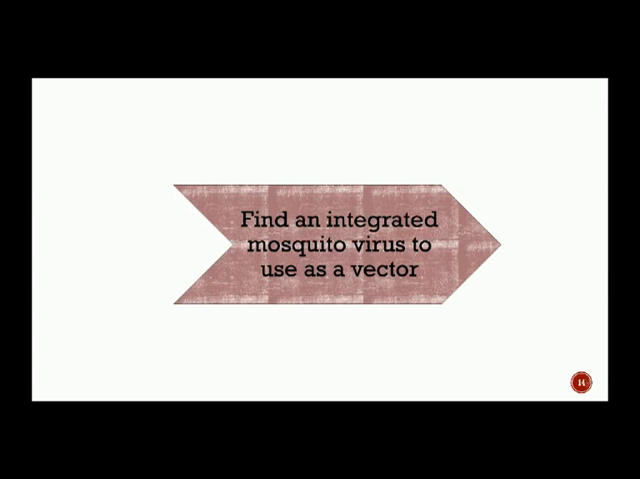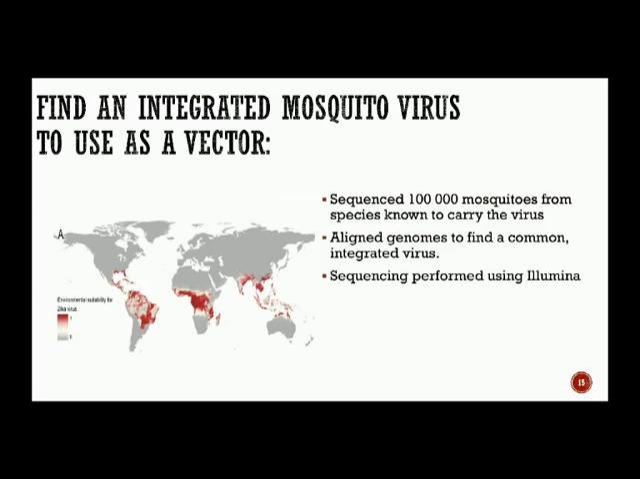Step 3. Finding an integrated mosquito virus to use as a transmission vector. We wanted to use a virus that integrates its genetic information into the Aedes mosquito genome as a transmission vector. This would allow the CRISPR system to be passed to wild mosquitoes.